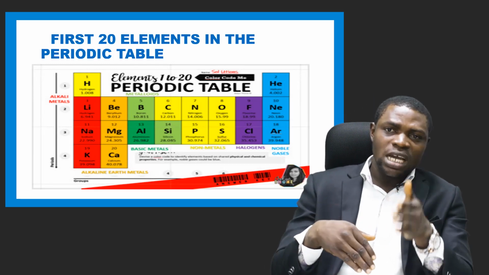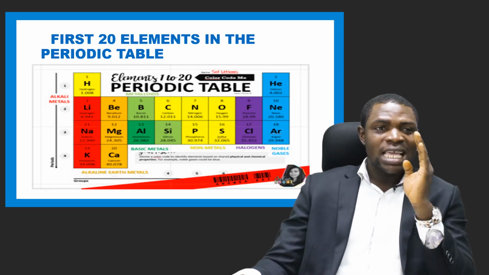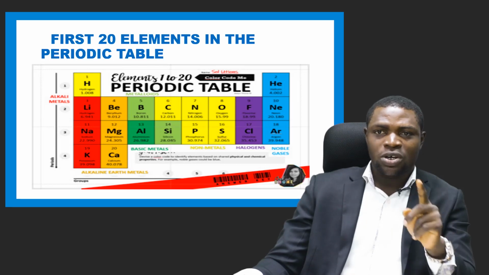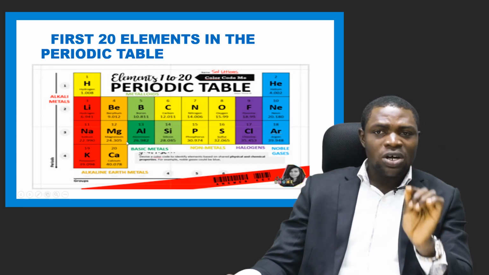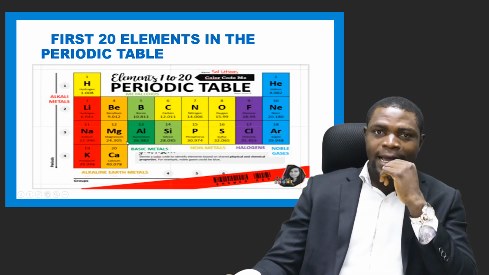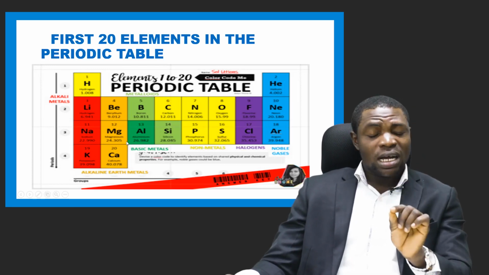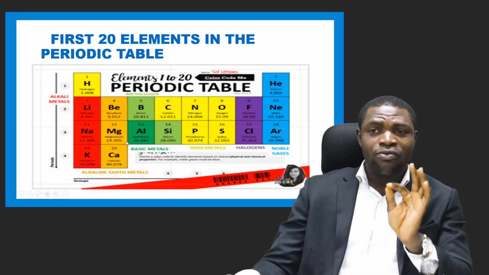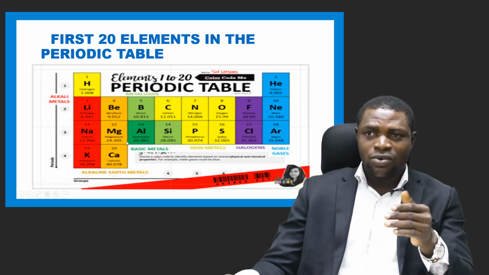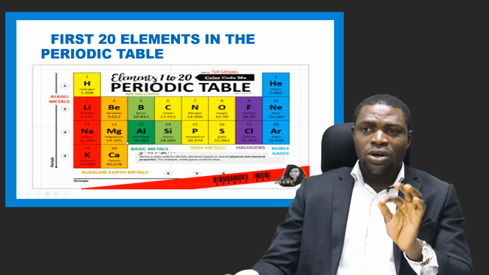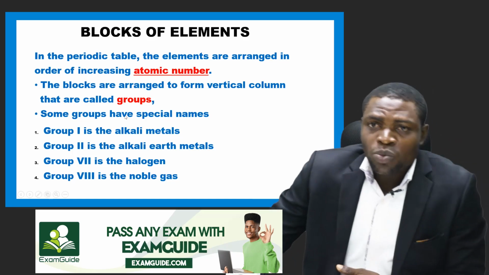Now, having arranged this, you see that lithium, sodium, potassium are in group 1 because they have one valence electron. Beryllium, magnesium, and calcium are in group 2 because they have 2 electrons in their valence shell. Like that, boron and aluminium 3, carbon and silicon 4, nitrogen and phosphorus 5, oxygen and sulfur 6, fluorine and chlorine, which are the halogens, 7, and helium, neon, and argon are arranged in group 8, which are called the noble gases.